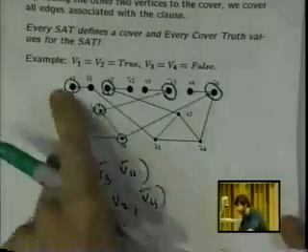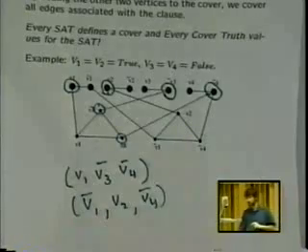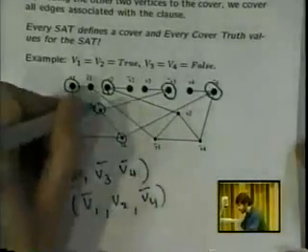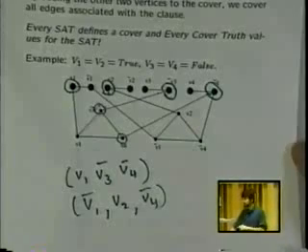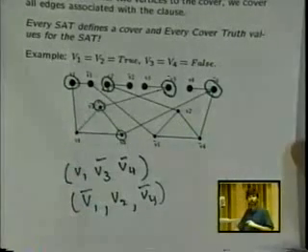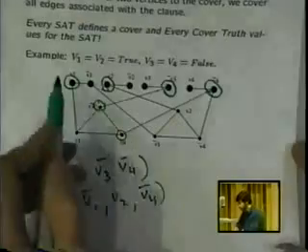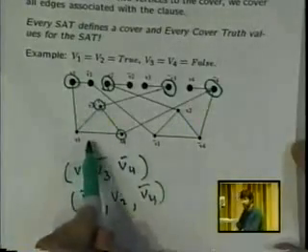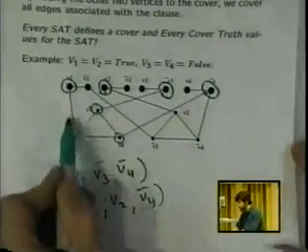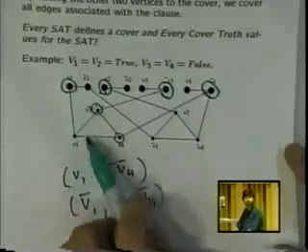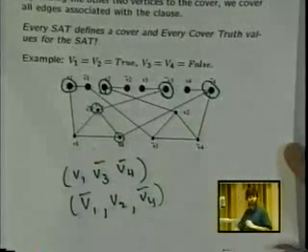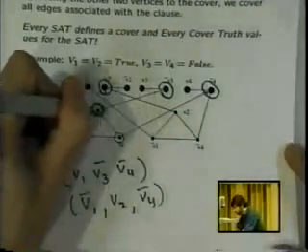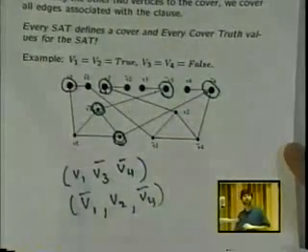My claim is if you have a satisfying truth assignment, I can now figure out how to cover the rest of my graph using exactly two vertices per triangle. Why is that? V1 is true in here. So I know I don't have to cover this edge, do I? Not by picking one of the triangle vertices. It's already taken care of. So I will pick this one and this one to be in my cover.